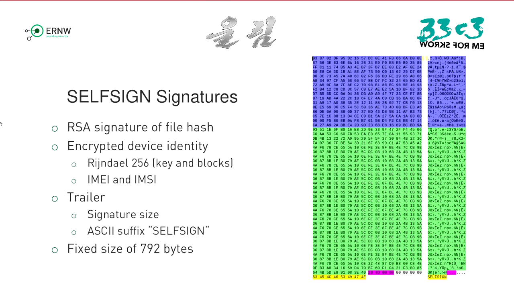A signature, technically, looks like this. Signatures have a fixed size of 792 bytes. So even if you are creating a text file with a single character, it will always append 792 bytes to the file. If you open it with, for example, a text editor, you will never see the signature because it's responsible for checking it and removing it again from the file when you open it. The top part here is the RSA signature of the hash of the file, and the green part is encrypted. The most interesting content here is the IMSI and IMEI of the device. The rest of it is basically just null bytes.